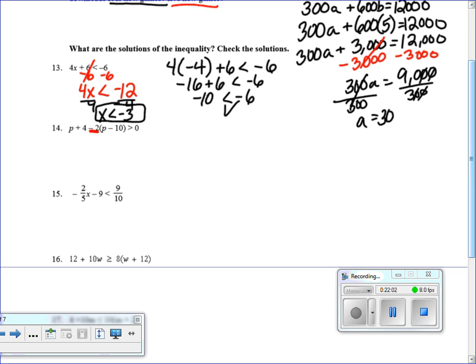Okay, so you have p plus 4. When you distribute, negative 2 times positive p gives you minus 2p. Negative 2 times a negative 10 gives you a plus 20.